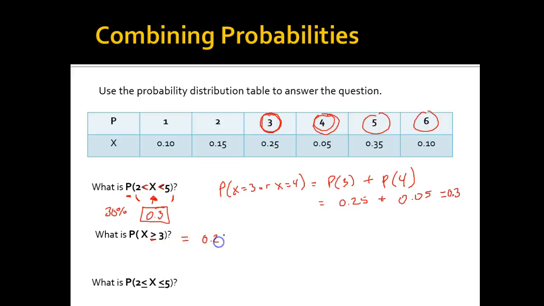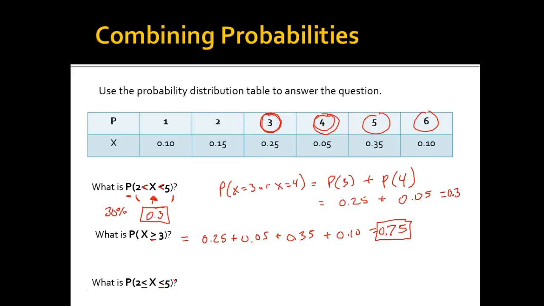So it's 0.25 or 25% plus 0.05 or 5% plus 0.35, which is 35%, plus 0.10, which is 10%. Add them all together and you get 75%. And that is the probability that one of your selections, the X, when you select X randomly from these choices, is going to be a number that is either 3 or 4 or 5 or 6, bigger than or equal to 3. All right, one last time, hit pause, see if you can do the last one.